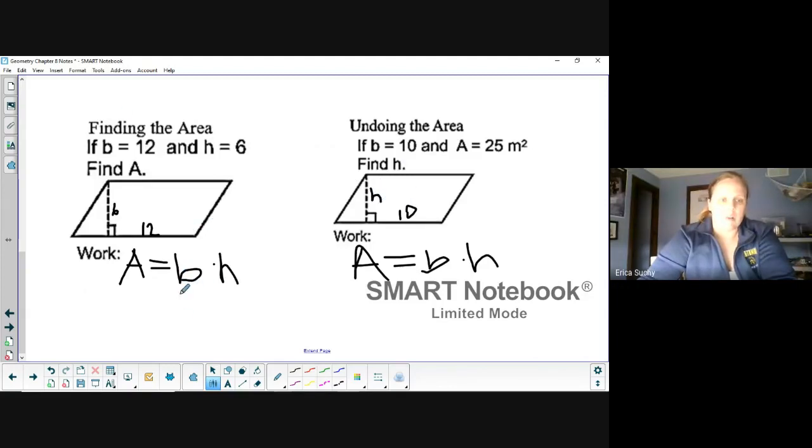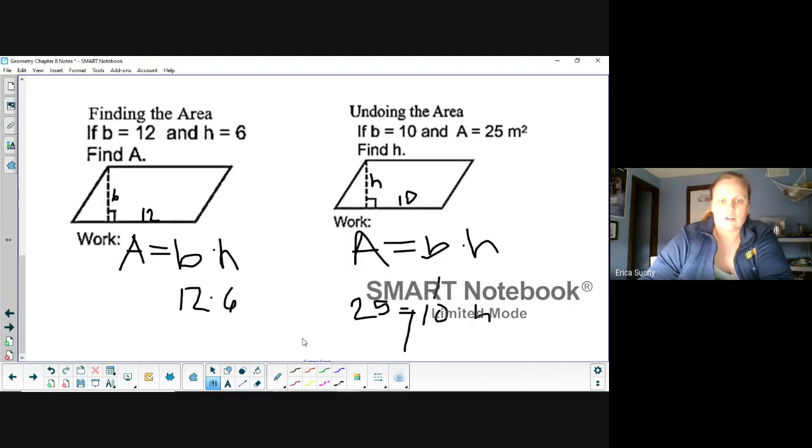And the first one, we just plug them in. Base of 12 times height of 6, and then we would solve. For the second one, it's going to be a T-chart situation because the A is given, the area. So that would be 25 for the A. Base was 10, and height unknown. So this one's going to be a T-chart situation.